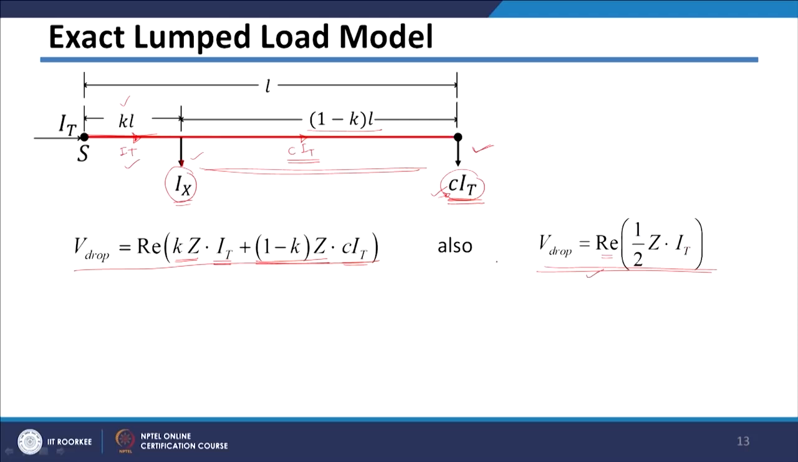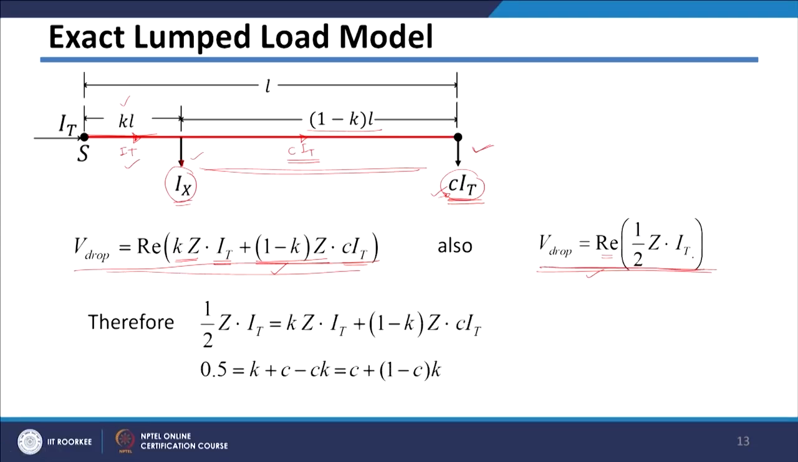So, this is the true value, and this is lumping at two locations. We have got this value, and to get the true value or the correct locations of these lumping of loads, this drop should be equal to this drop. If you equate these two drops, this will be equal to this. I have just written them here after equating, and in this case your ZIT will get cancelled out.